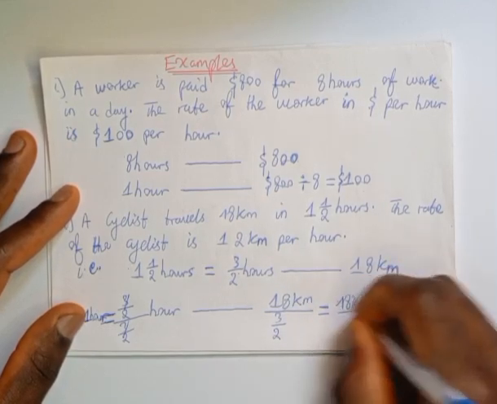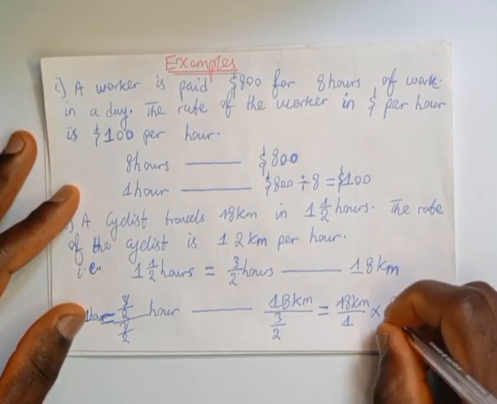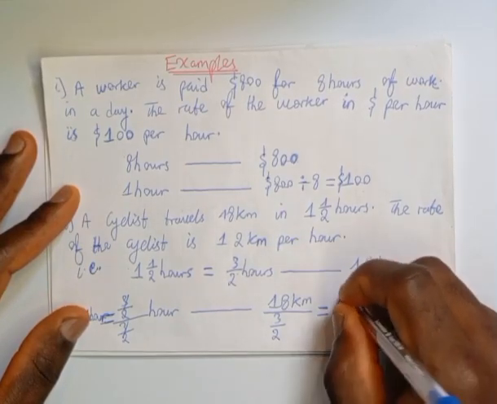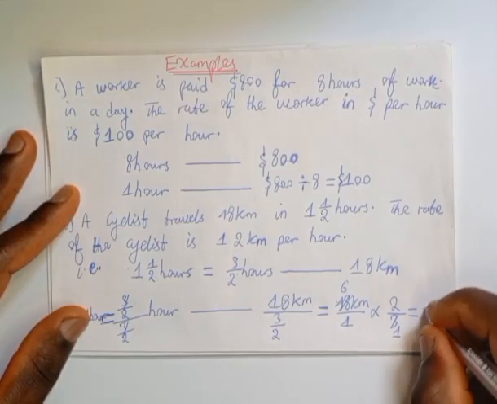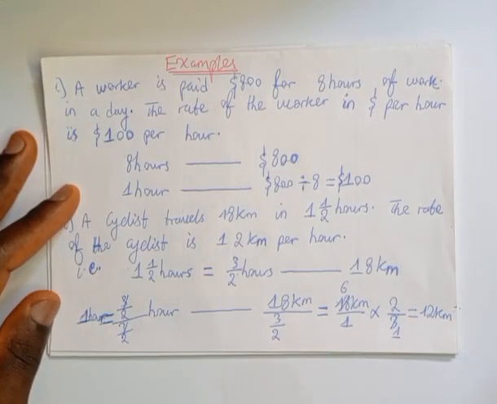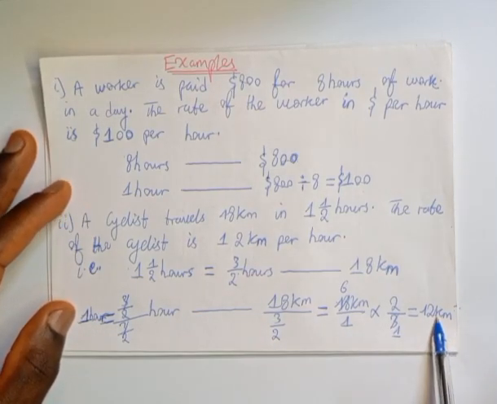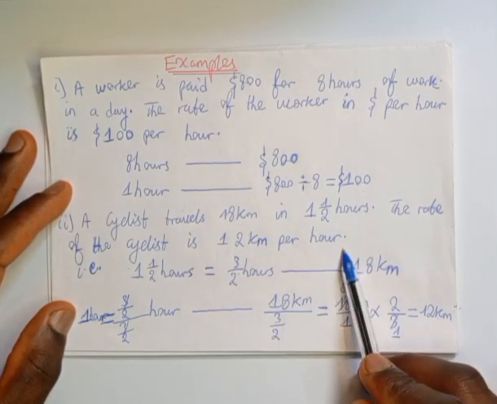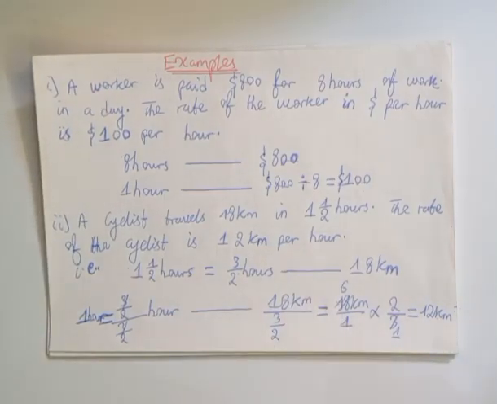18 kilometers over 1 times. We are going to invert the second fraction. 2 goes up, 3 comes down. 3 where 1, 3 will go into 18 6 times. 6 kilometers times 2 gives us 12 kilometers. That means in 1 hour, the cyclist travels 12 kilometers, which gives the rate 12 kilometers per hour. So you take note, the 12 kilometers per hour simply means in 1 hour's time, the cyclist travels 12 kilometers.